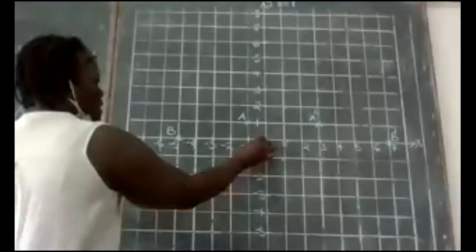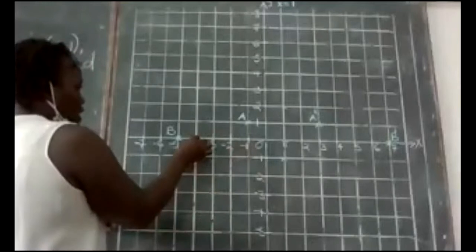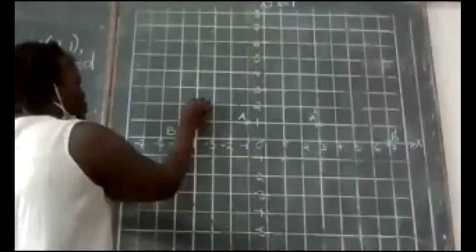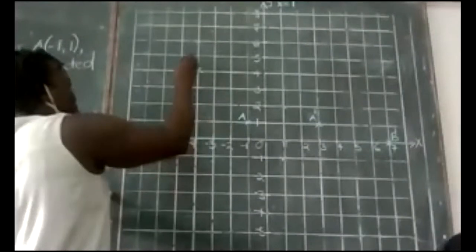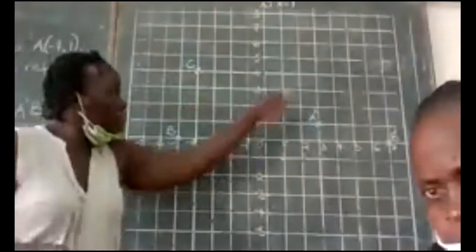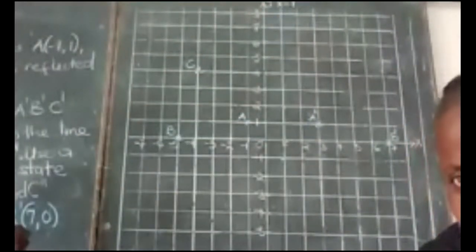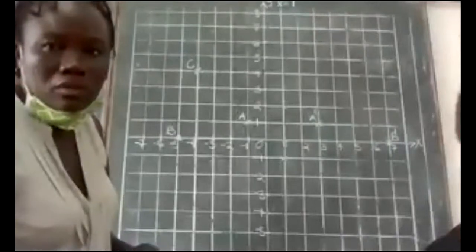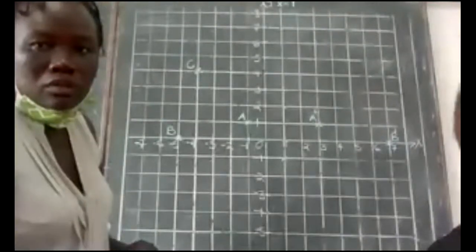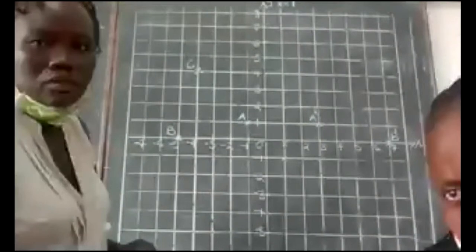By now, people should be reflecting the last one, which is -4, 4. So C is 1, 2, 3, 4, -4, then upwards 1, 2, 3, 4. So my C is here. Can someone reflect C through that mirror line? Joanna Chisache. Yes, she's okay, she's coming. The answer is 6, 4.